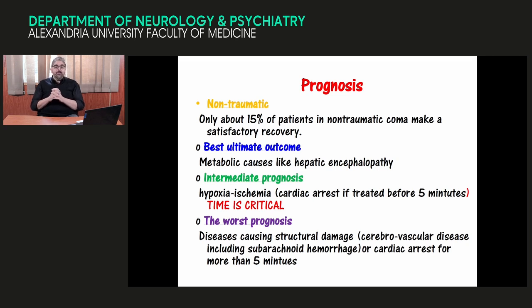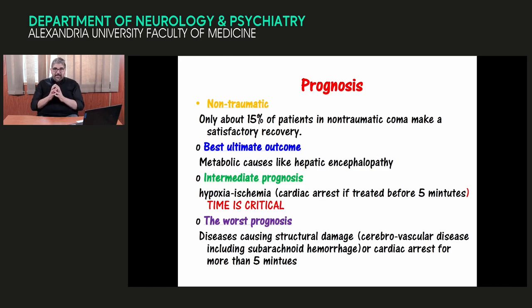As we said, non-traumatic coma mostly has 15% satisfactory recovery in most of the cases. The best outcome is in the metabolic causes, as we said, like hepatic, like hypoglycemia, like this. The intermediate prognosis, and here we can say it is from intermediate to guarded, is with the hypoxic ischemic insult. If we said cardiac arrest, if treated perfectly before 5 minutes, it will pass in a more or less less devastating way.